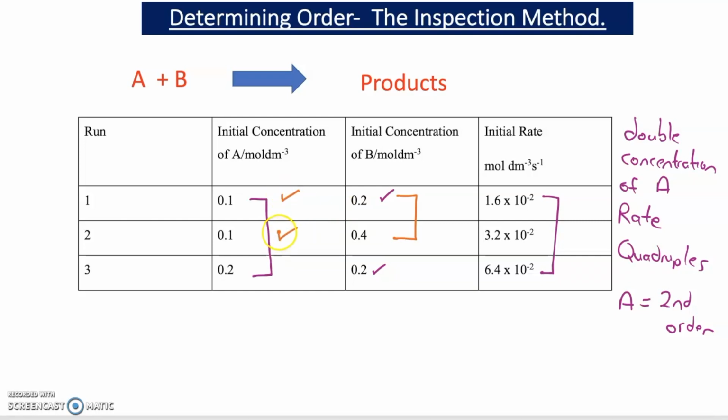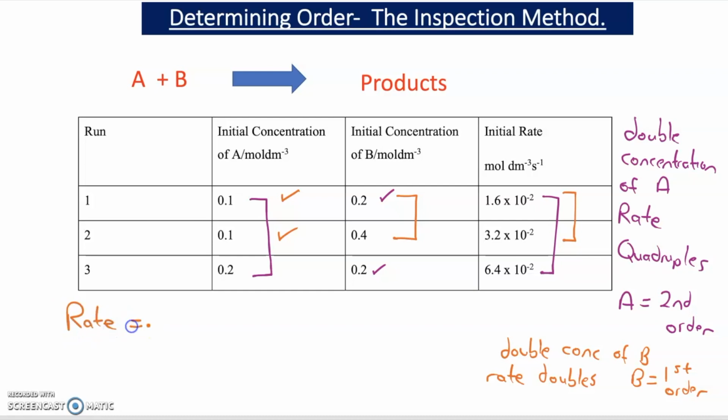If we look at run 1 and run 2, experiment 1 and experiment 2, we're doubling the concentration of B, but we're keeping the concentration of A the same, 0.1 moles per decimeter cubed in both experiments. When we double the concentration of B, the rate doubles. From this we can conclude that it's a first order relationship, because if you double the concentration of a reactant, in this case B, and the rate doubles, it's first order.